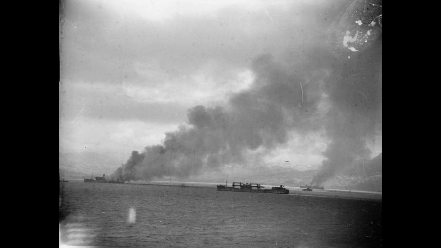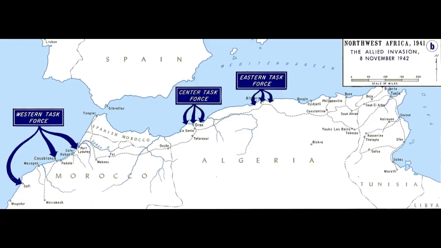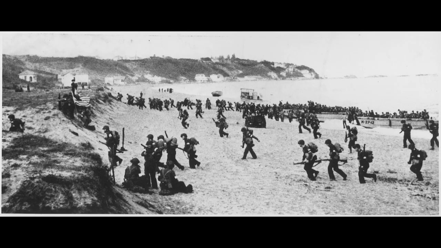Operation Torch was conceived as a compromise between American desires for a direct assault on Europe and British preferences for a peripheral strategy targeting Axis positions in North Africa.